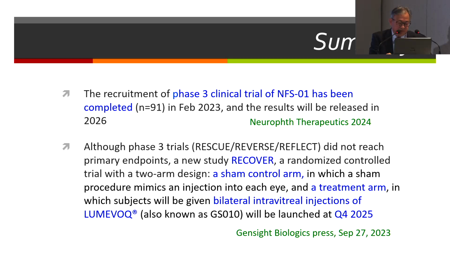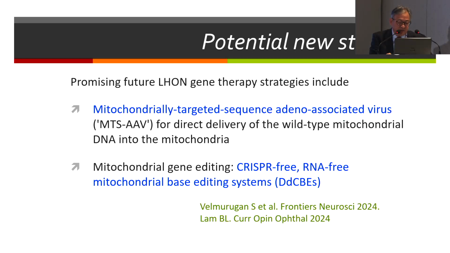And as for other potential treatment strategies, there is new technology. We call it mitochondrial-targeted sequencing AAV virus, which can help to directly deliver wild-type mitochondrial DNA into the mitochondria. On the other hand, there is a gene editing tool we call DdCBE, a mitochondrial base editing system that is CRISPR-free and RNA-free, and that may help to edit mitochondrial mutations in the future. Thank you for your attention.